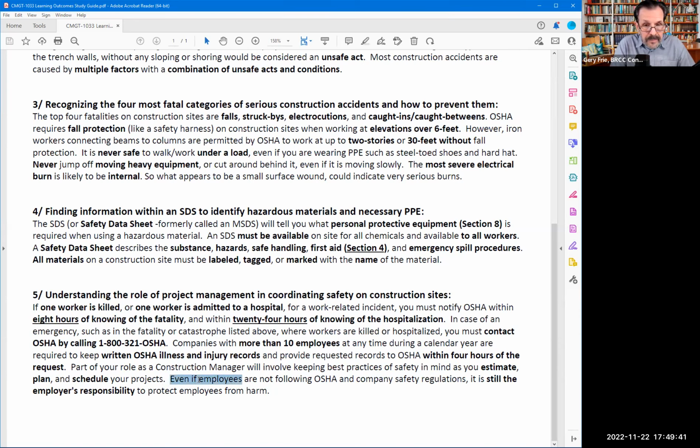It says, even if employees are not following OSHA and company safety regulations, it is still the employer's responsibility to protect employees from harm. Meaning, just remember that, and I've said this before, but OSHA never issues citations to employees, only to companies. So employees can get fired, but they don't get OSHA citations.